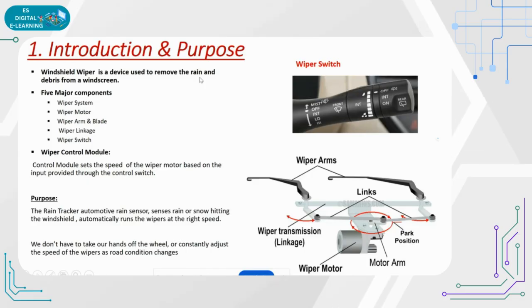So what is the purpose of the wiper system? So the rain tracker automation, rain sensor will be there. Okay, so it will sense the rain, and moreover it will sense the snow. Okay, the screen has the sensors, so that automatically it will get the information. Okay, so whenever the sensor gives the information, that information passes to the ECU, and that ECU will send the signal to the controller.